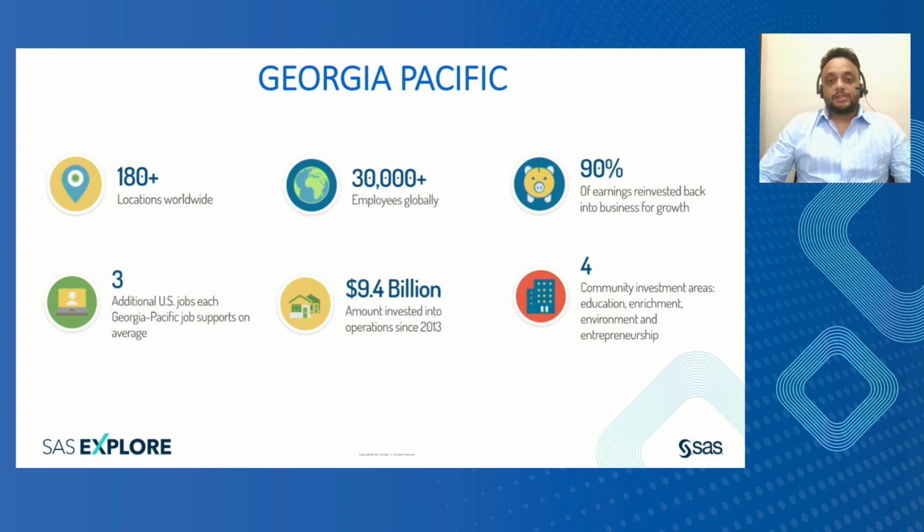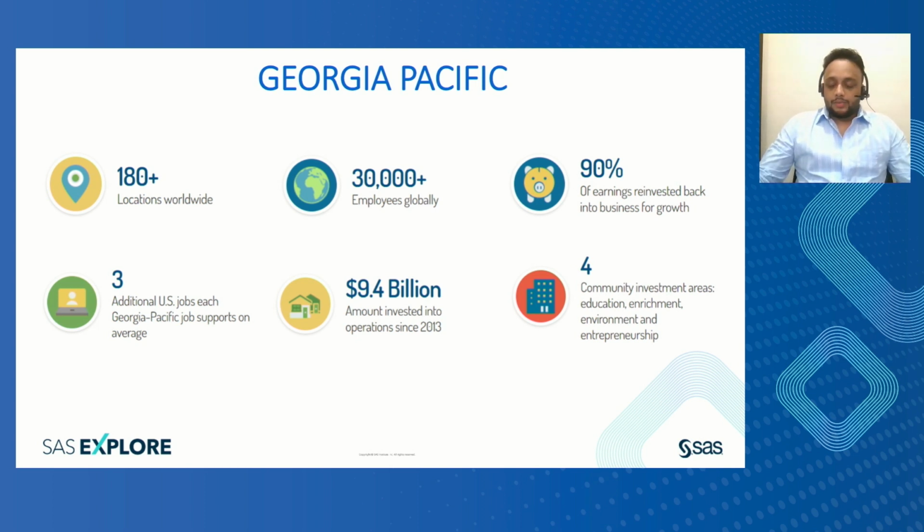Georgia Pacific is one of the subsidiaries of Koch Industries. We are located in 180 plus locations and currently employ around 30,000 plus employees. As a group, we are also investing 90% of our earnings. Similarly, you can see we have invested around 9.4 billion from 2030 onwards, and we also do community investment in education as a CSR initiative. We believe in providing enrichment to the environment, and also believe in entrepreneurship principles for each and every employee.